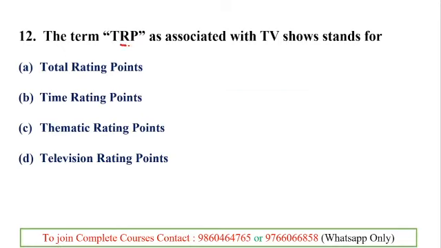Then the term TRP, as associated with TV shows. You hear that the TRP for that channel is very low, or the TRP for that particular program is very high. With this TRP, the channel or program members analyze the program quality. A TRP above 5 or above 8 shows that the channel or the program is excellent, or that the viewers are very much interested in watching that channel or program.